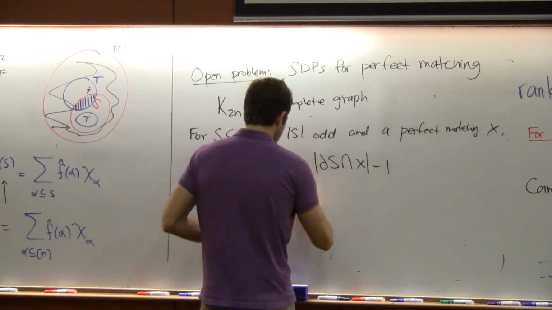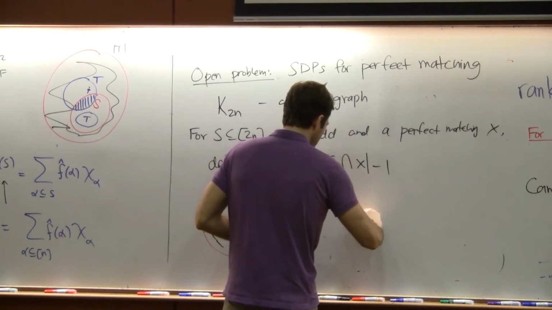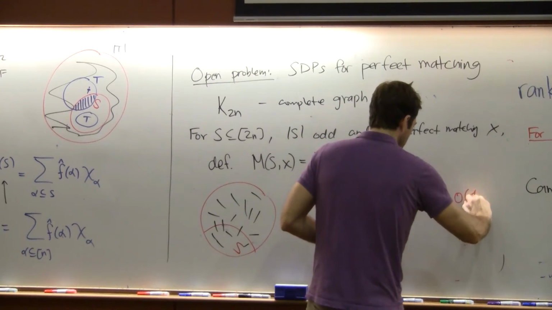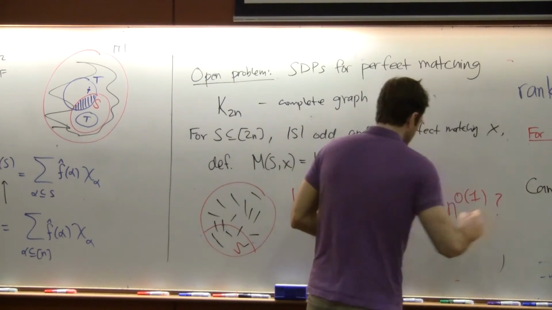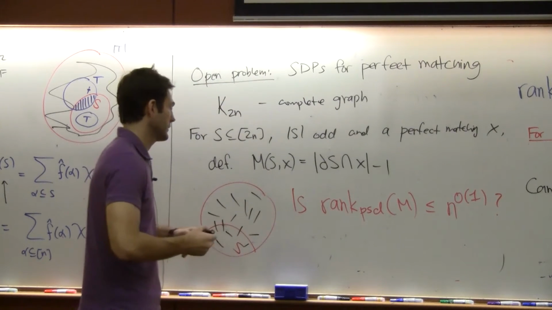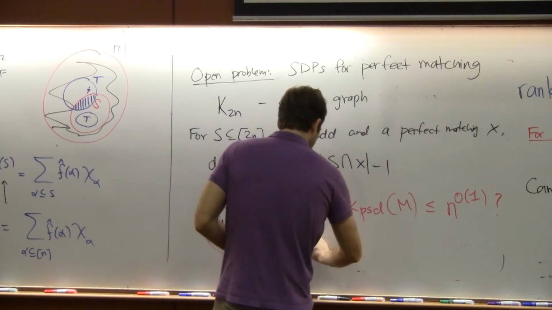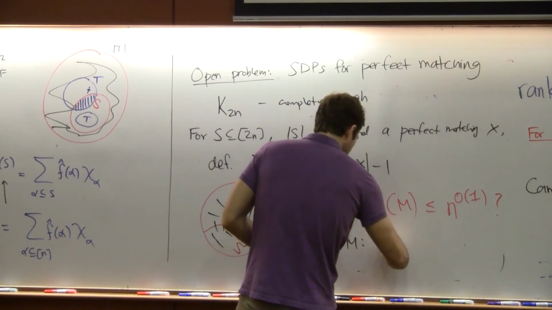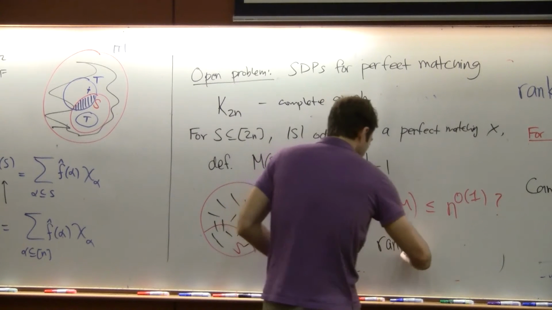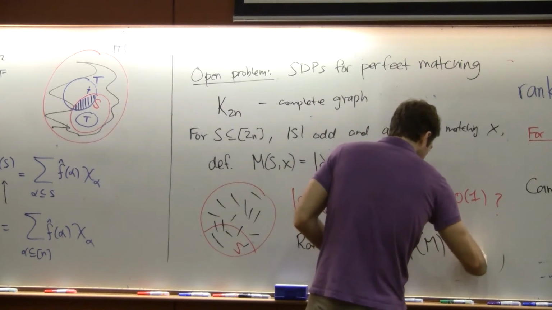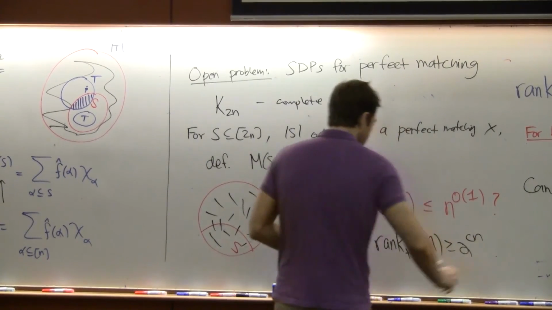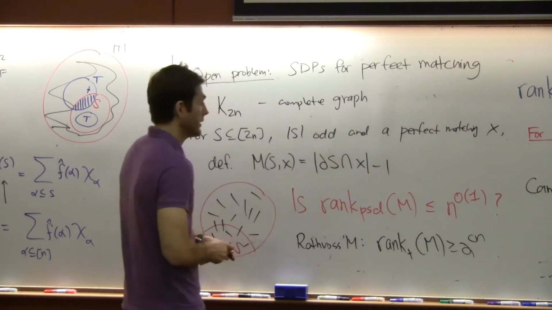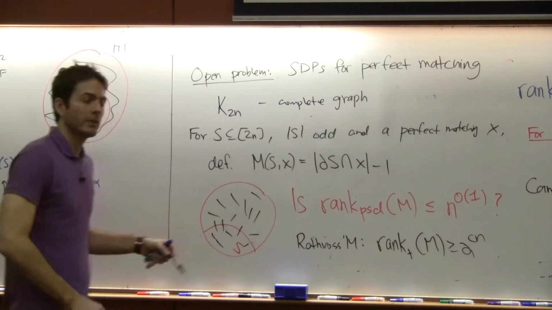So the question is, is the PSD rank of this matrix at most polynomial? And that question is wide open. My colleague Rothvoss proved that for the non-negative rank, there is a strong lower bound for this matrix. The non-negative rank is very big, but we have no idea about the PSD rank.